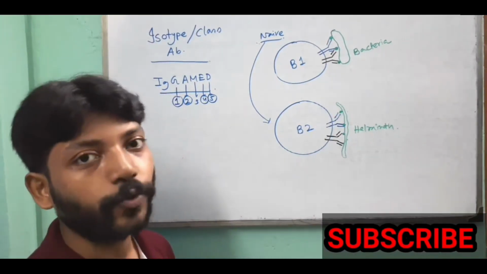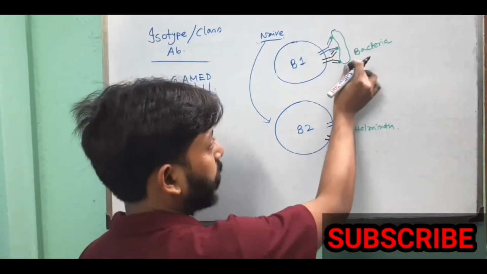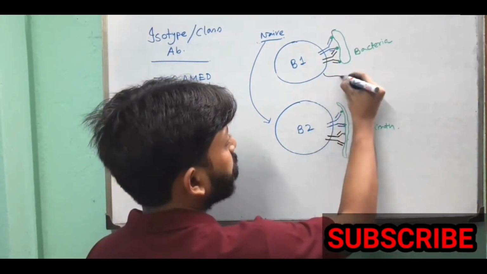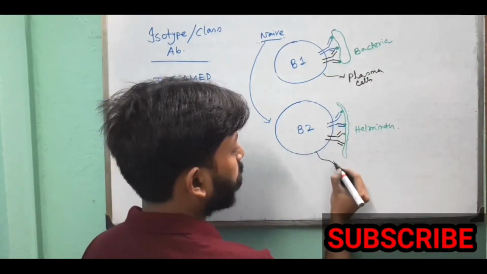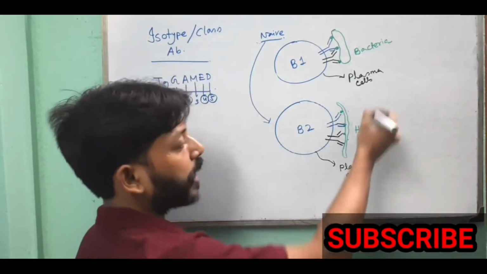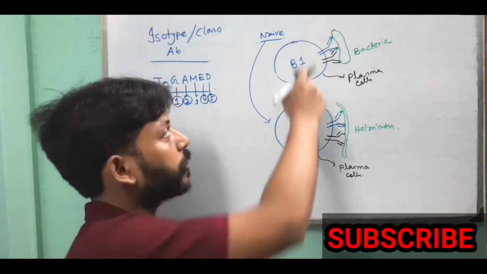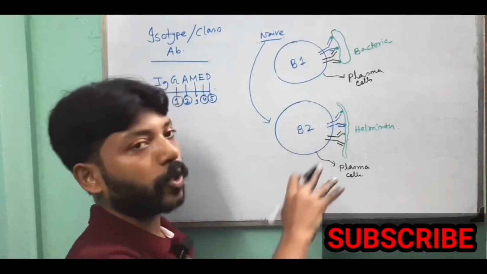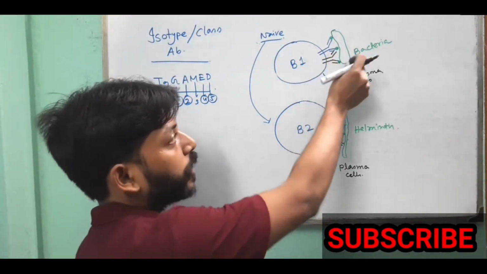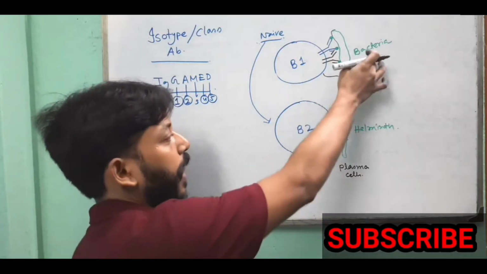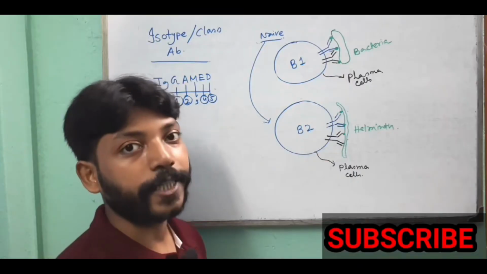This is called class switching or isotype switching. When B1 binds with the bacteria, it becomes activated and becomes a plasma cell. When B2 binds with the helminth, it also becomes activated, a plasma cell. The plasma cell can secrete antibody. B1 and B2 cannot secrete antibody when they are naive. But when they become activated by binding antigen, from bacteria or helminth, they become effector cells called plasma cells that can secrete antibody.